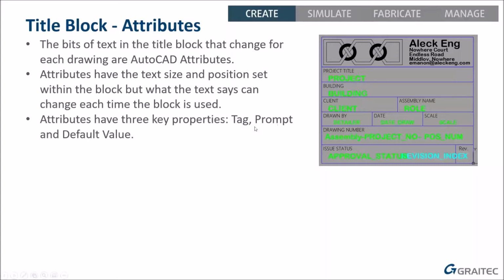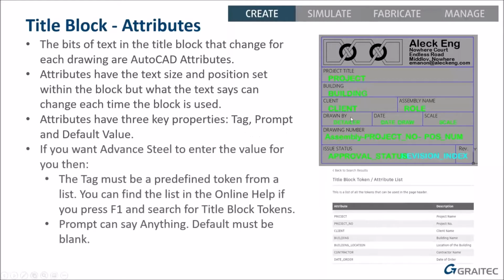Well, if you double click on one of these, you'd find it's got three main properties. It's got a tag, a prompt, and a default value. The prompt and the default value are used when you fill them in later on, so I'll show you that in a second. But the critical property is the tag. If you want Advanced Steel to fill in the property for you, like I want it to fill in the project title, the client and the model role and who drew it and the drawing number and so on, then the tag has to be a token selected from a predefined list. And the easiest way to find that list is to press F1 and then search for title block tokens, and you get a long list here of the different tokens you can use within your title blocks.